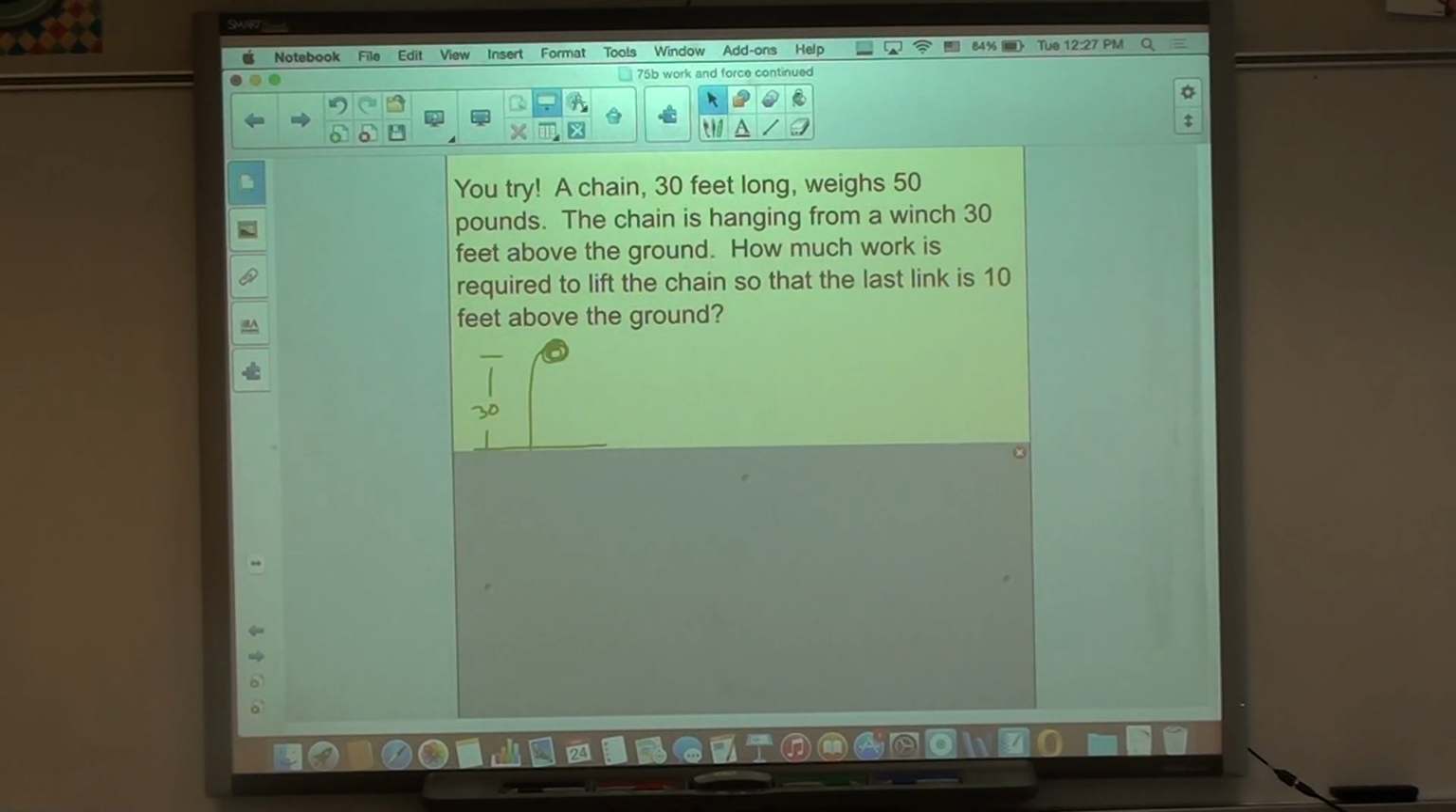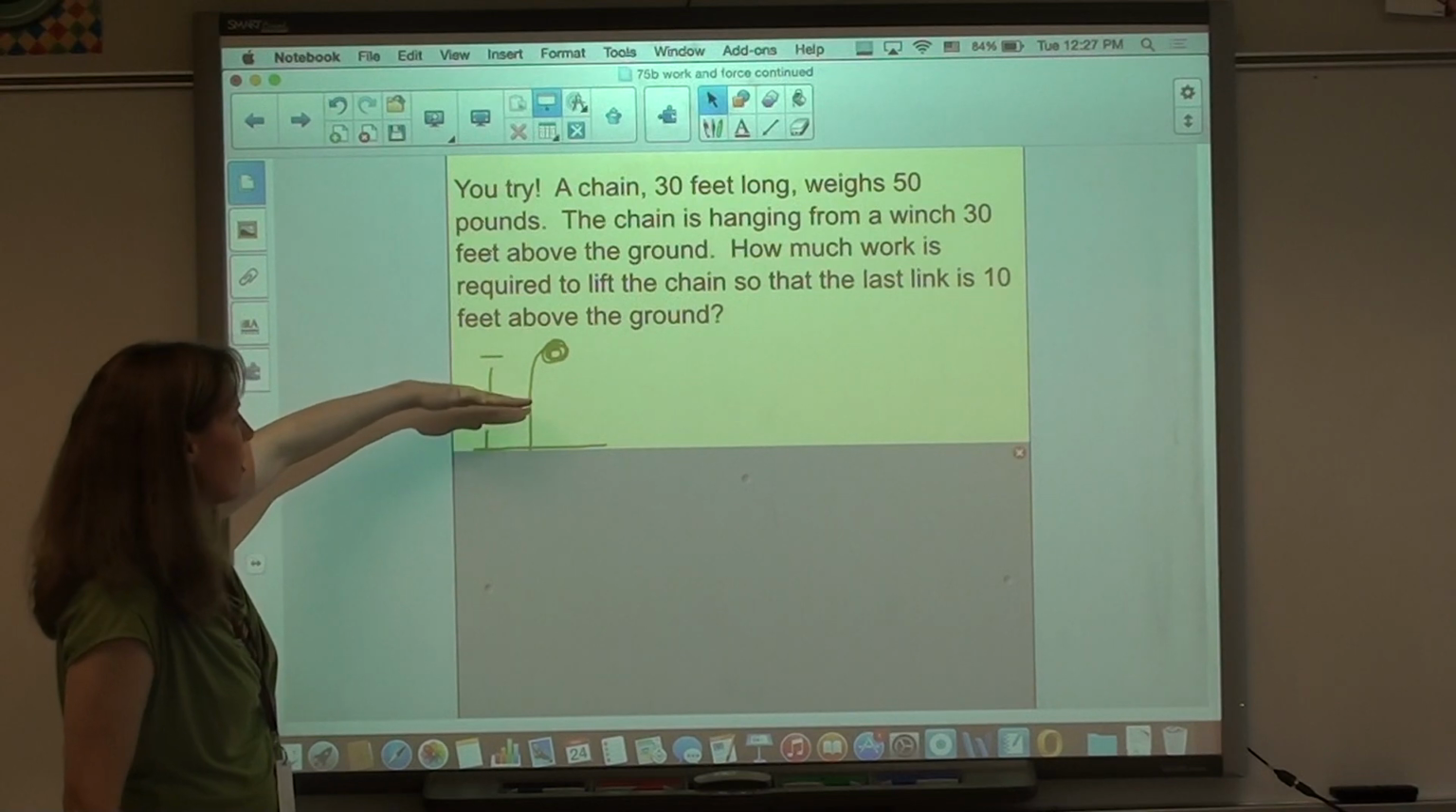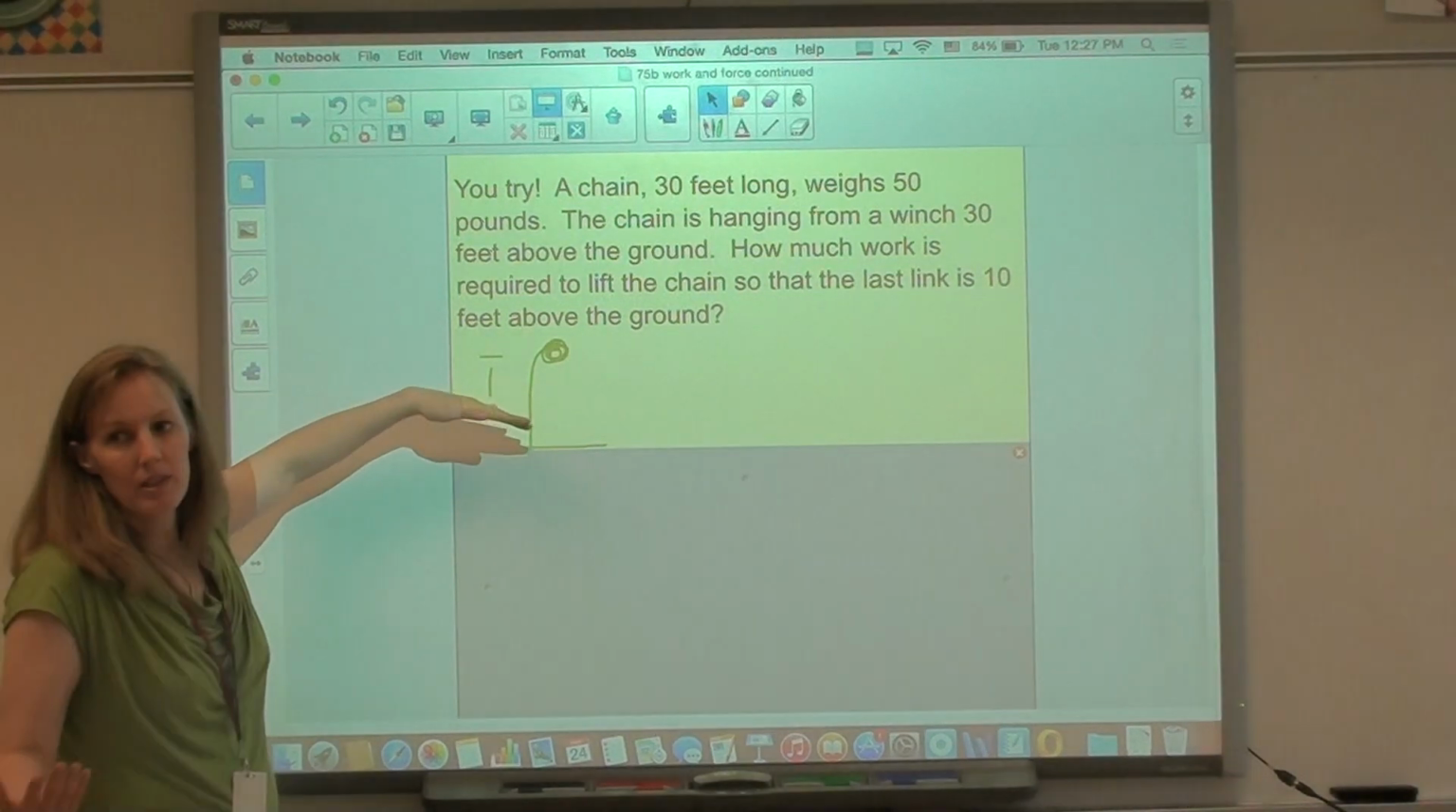So then the weight of the chain would be 5/3 times 30 minus y. Now, is it from 10 to 30? Remember, we are going till the last link is 10 feet off the ground. Remember that the ground is a y value of 0. 10 feet off the ground would be a y value of 10.